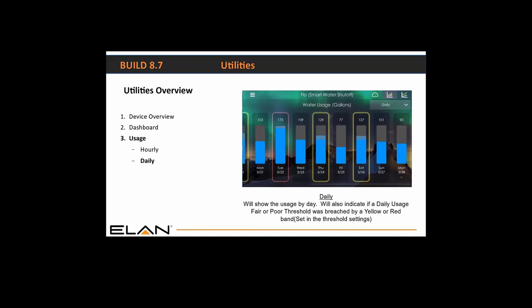Then we can filter that by daily as well. So daily water. Now you can see there's also a yellow and a red here too, that will indicate a fair or poor. That's a threshold, and we'll talk about that in a few. But yeah, this is the way that we can see how much water we used by day.